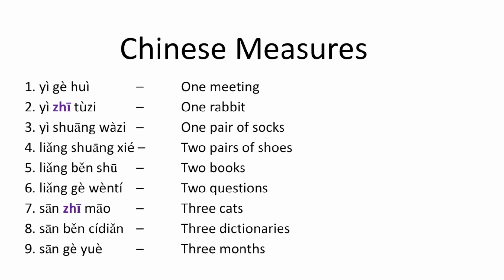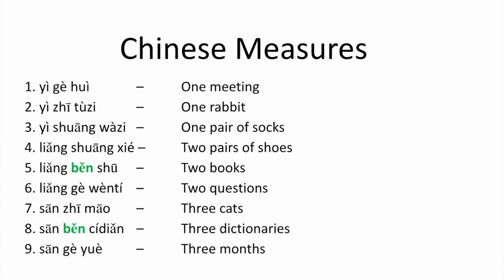Next one to look at is this zhi. And this one you see is with 兔子 meaning rabbit and 猫 meaning cat. Rabbit and cat. See the connection? Of course, they're animals. So zhi is the measure word to do with animals.